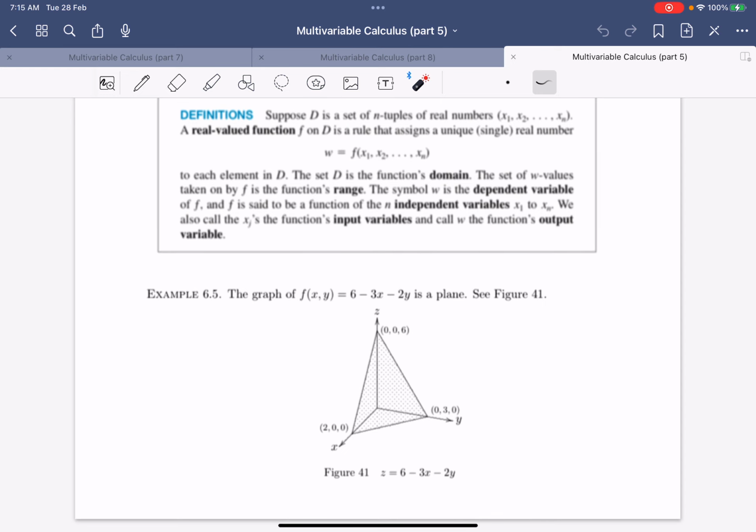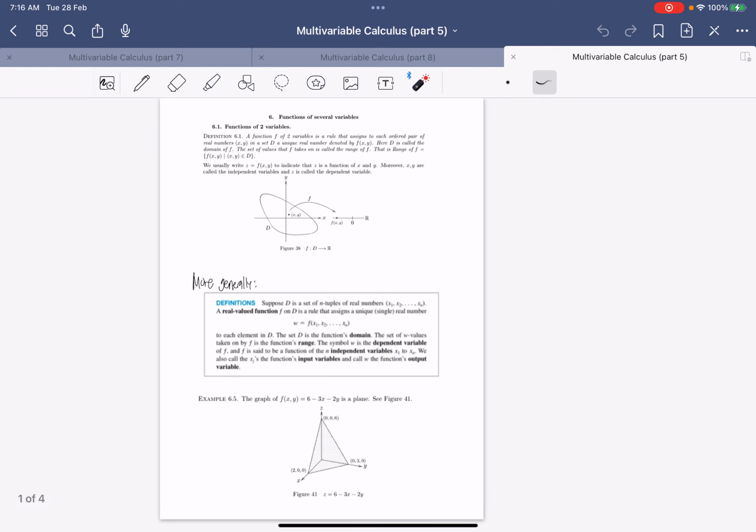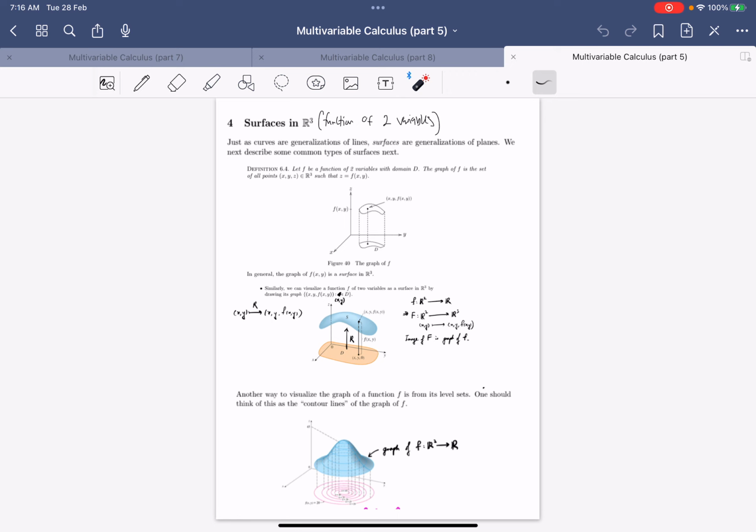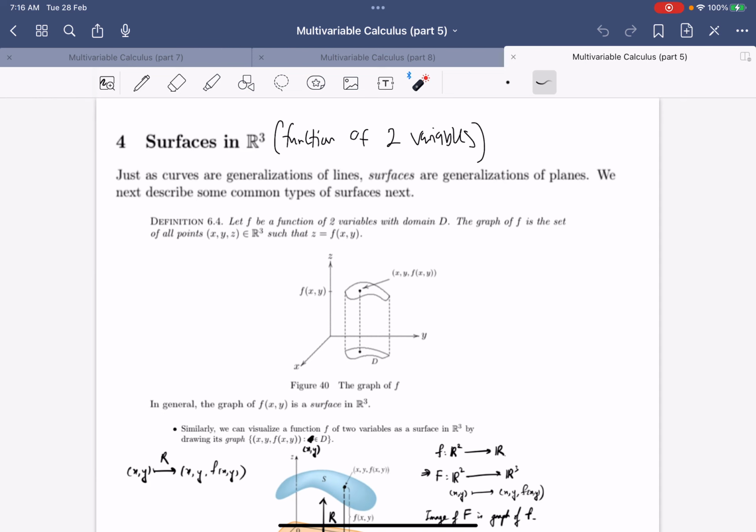And one case of that is when the graph of f(x, y) is a plane. So basically, z equals 6 minus 3x minus 2y. And by plugging in x and y, you find the height of this point, z. And so now we generalize our idea of planes to what is known as surfaces. So a surface is a function of two variables in R3, and the graph is the set of x, y, and z points. So now your function is just z equals some two variable function. And this graph is known as the surface.